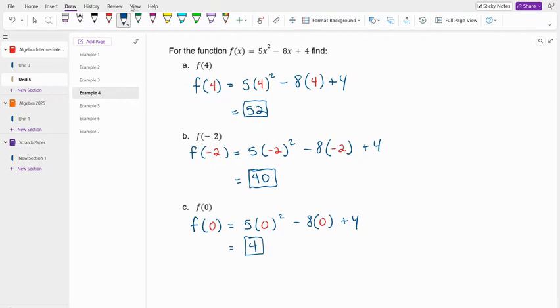So guys, that's going to be it. This is how you substitute values into a function to figure out their output. And again, if you have any questions, please ask. Otherwise, we'll see you in class.